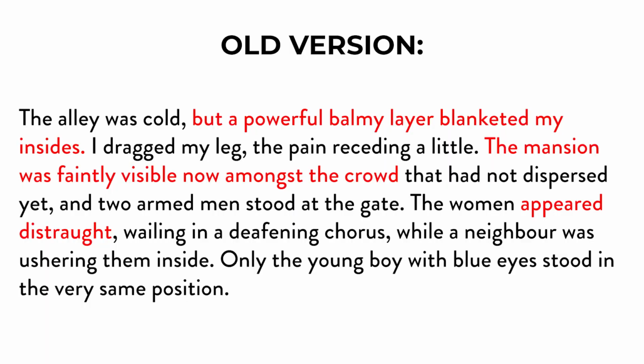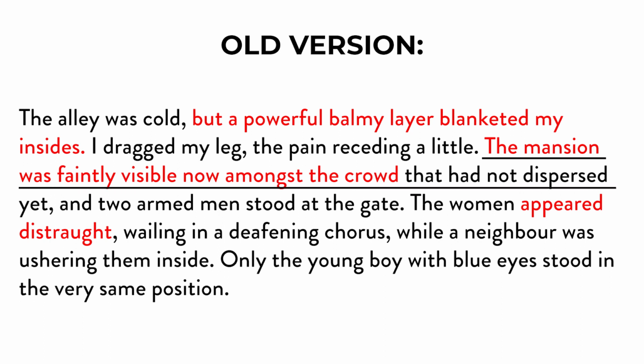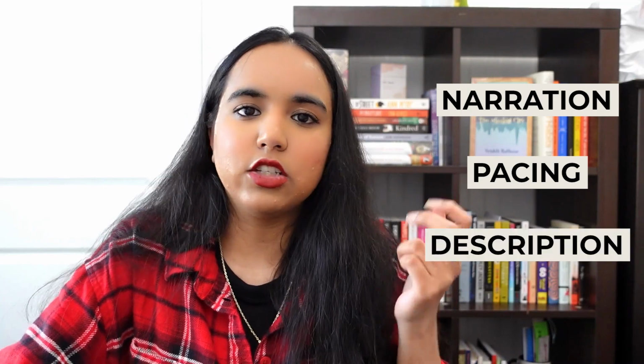Because they are, again, shorter sentences instead of the old version's long sentences. The old version has, the mansion was faintly visible now amongst the crowd that had not dispersed. It's quite long, the first version. Whereas the second version has 3 short sentences, which gives you the idea and which leads you towards the final moment, which again is the perfect combination, I would say, of narration, pacing, and description.